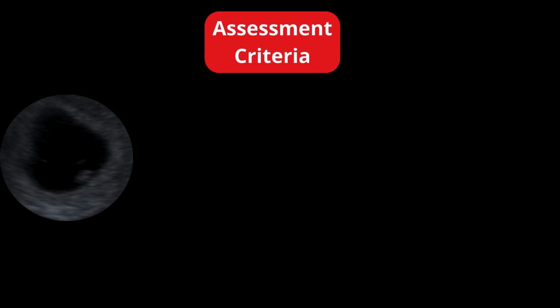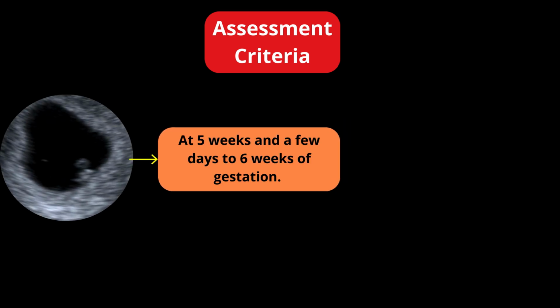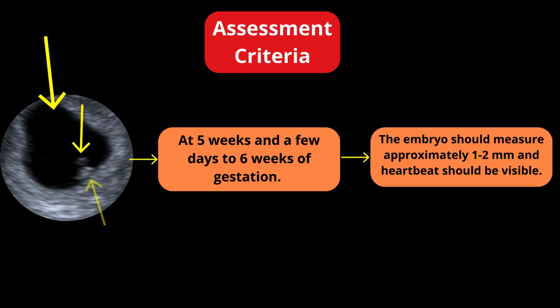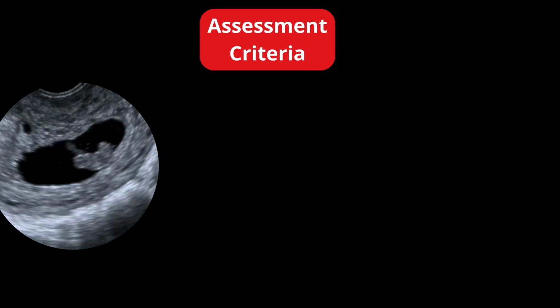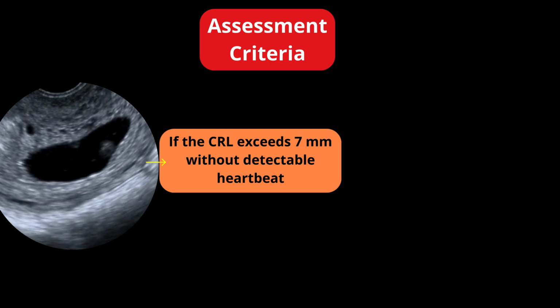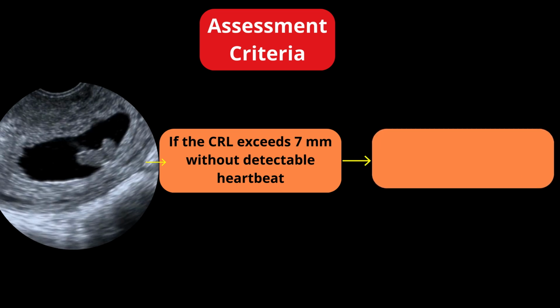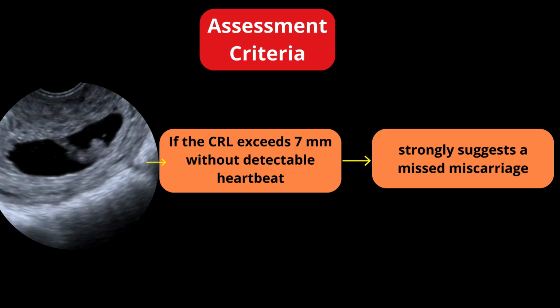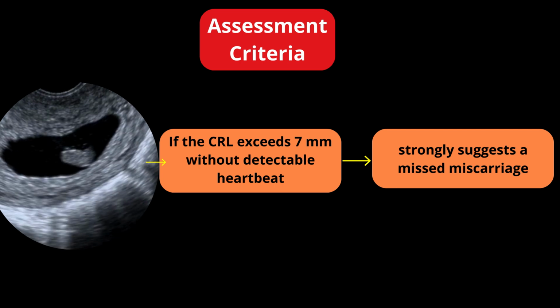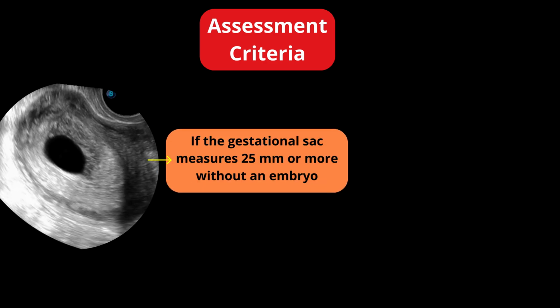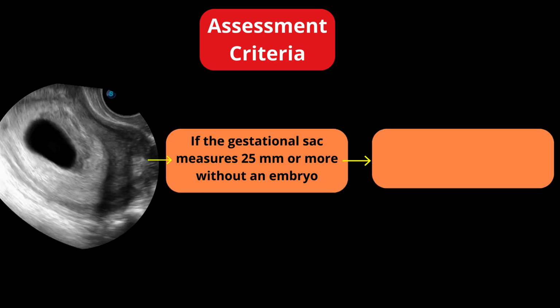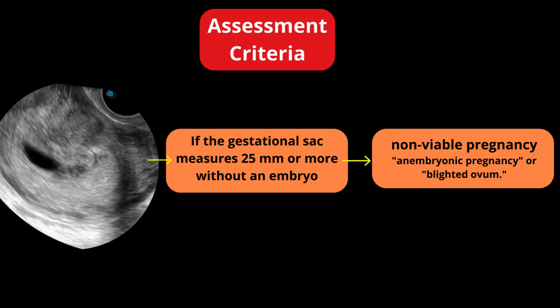Assessment criteria. At 5 weeks and a few days to 6 weeks of gestation, you should see a gestational sac with a yolk sac and embryo. The embryo should measure approximately 1 to 2 millimeters, and the heartbeat should be visible. If the CRL measures more than 7 millimeters and there's no heartbeat, it likely means that the pregnancy has unfortunately stopped developing, which we refer to as a missed miscarriage. If the gestational sac measures 25 millimeters or more without an embryo, it indicates a non-viable pregnancy.